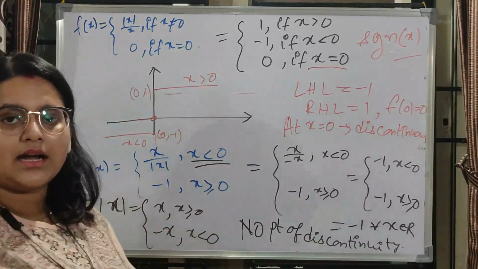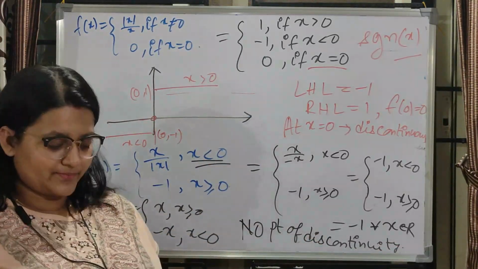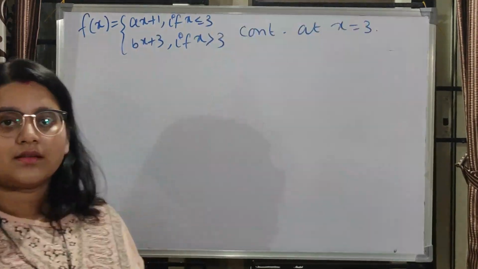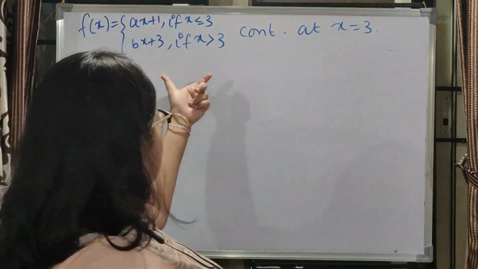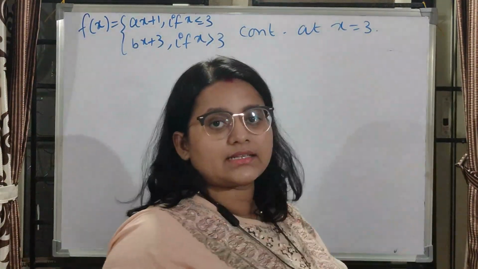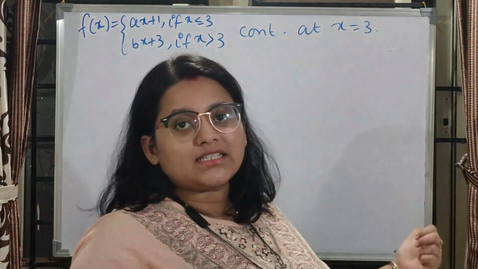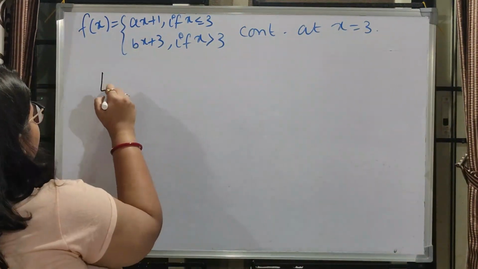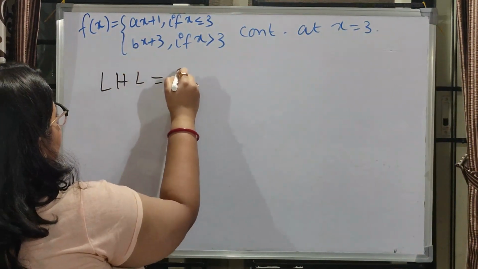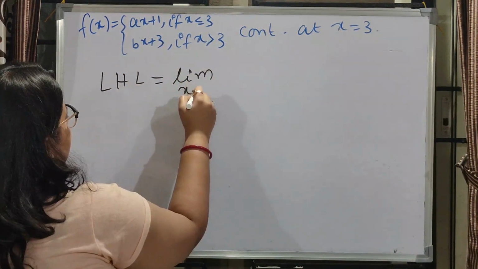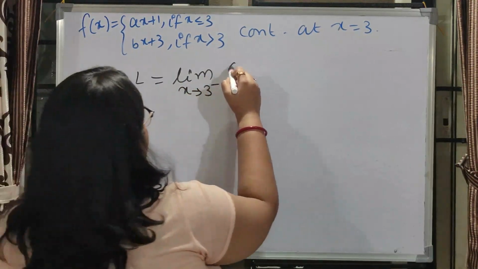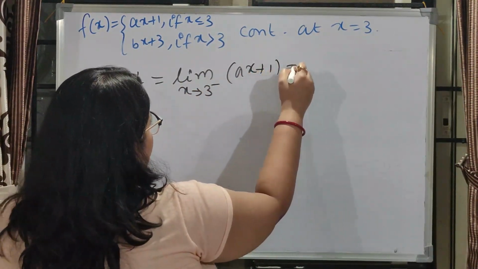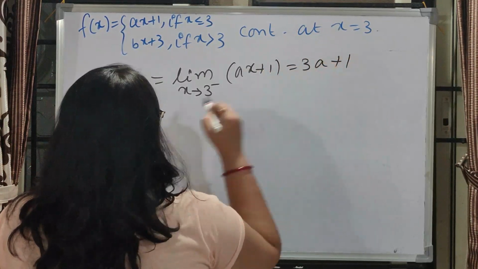Okay, I hope it's clear to everyone. See, in this question a function is given, and it is continuous at x equal to 3. We need to find the relation between a and b. So we know for continuity, we will find the left-hand limit first, that is limit x tends to 3 minus of ax plus 1. So it's 3a plus 1.